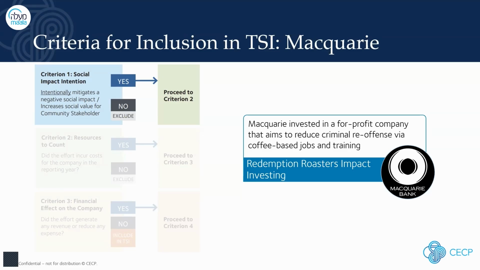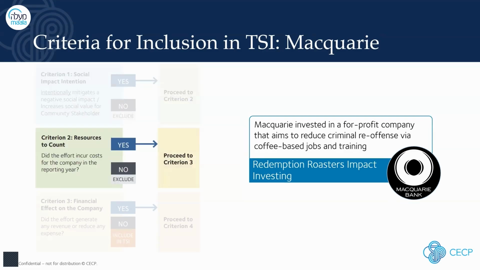So the first criterion that we're going to look at, social impact intention. Does this intentionally mitigate a negative social impact or increase social value for a community stakeholder? Yes. Built into the mission of Redemption Roasters' work is that positive social impact, and part of the partnership between Macquarie and Redemption Roasters is that shared idea of positive social impact.